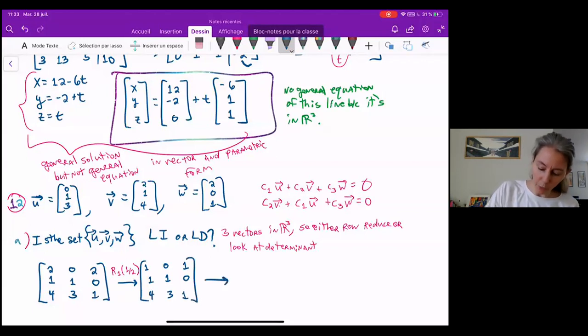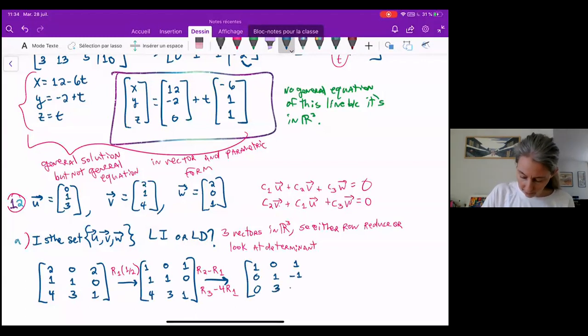Okay, so then I'm gonna do row 2 minus row 1 and row 3 minus 4 row 1. And I get 1, 0, 0, 0, 1, 1, negative 1, 3, negative 3. And then notice what happens here. Those last 2 rows are scalar multiples. So if I do row 3 minus 3 row 2, I end up here.